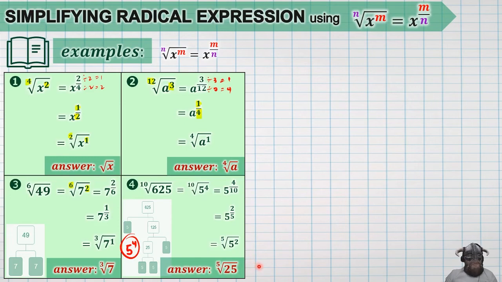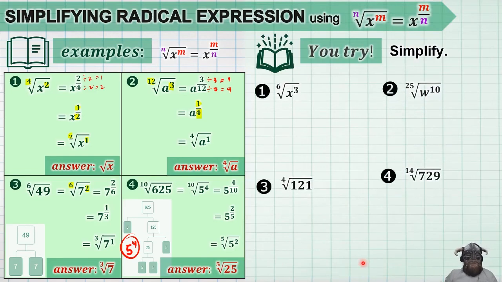Yan. So, for you to practice this following law of radicals na ginagamit natin to simplify, I'll give you some examples and 5 seconds for you to pause the video and try to answer the following before I show you the answers and the solution. 5, 4, 3, 2, 1.